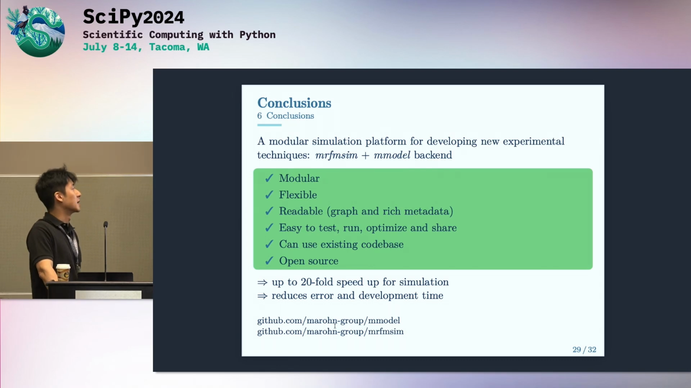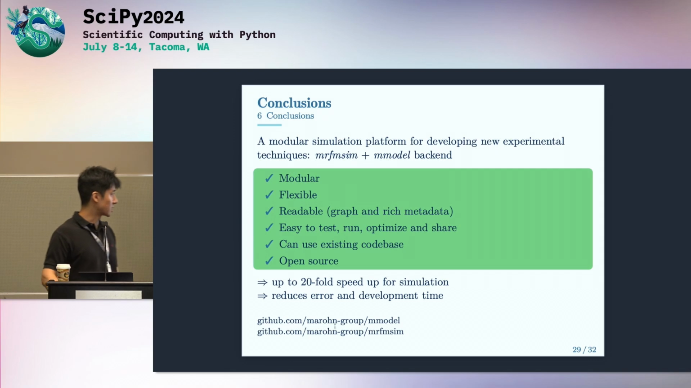So we've seen up to about 20-fold speed up for simulation for some processes. And it definitely reduced error and development time. So these packages are available on GitHub. Some of the features might still be on the feature branch, but they will be merged to main soon.